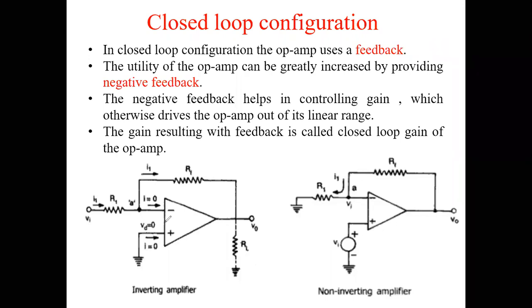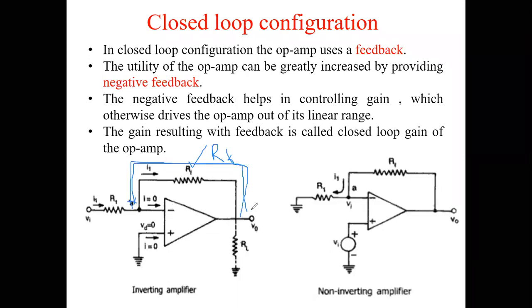So the input is going to the inverting terminal and the non-inverting terminal is going to the ground. That means that it is an inverting amplifier. Since it is a closed loop configuration, the output is connected to the input via a feedback network, that is RF. RF is nothing but the feedback resistance, and the output is connected to the inverting terminal here.